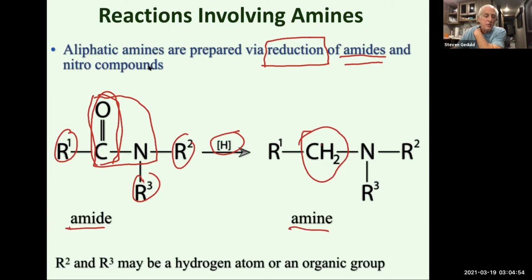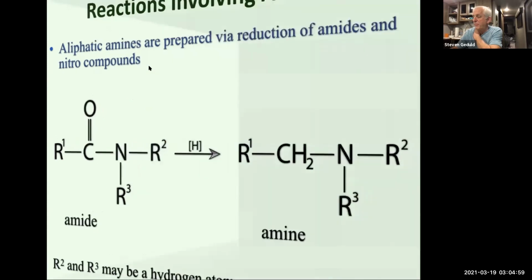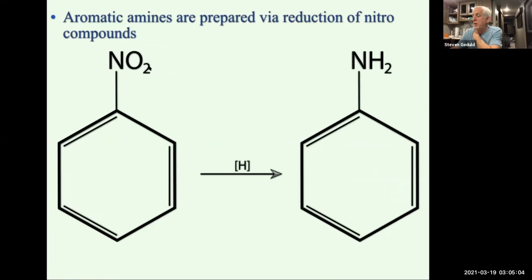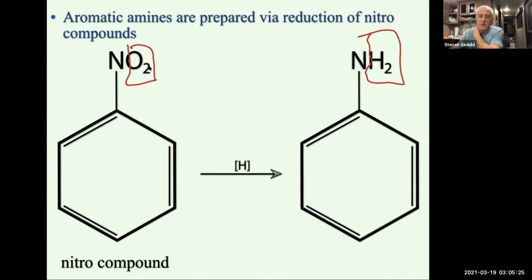R2 and R3 may be hydrogen atoms or any organic group. Aromatic amines are prepared by reduction the same way, from the NO2 group. Again, you're replacing that with hydrogen. Remember, adding hydrogen or losing oxygen is reduction. So here we're losing oxygen and we're gaining hydrogen. This is reduction. So NO2 goes to NH2. This is a nitro compound, and this is a primary aromatic amine.